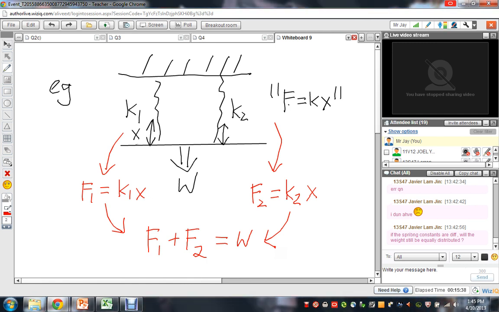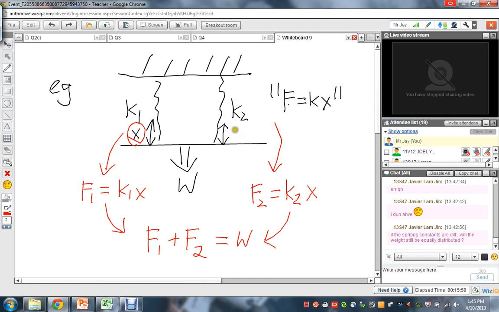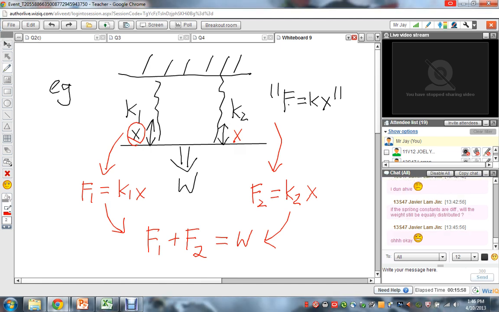So for a parallel system, if the springs are uneven in terms of their spring constant, then the forces are not uniformly distributed. But what we do know is that they both extend by an amount x on both sides. Okay, that is all. Does that answer your question, Javier? Okay, great. That's question 1.